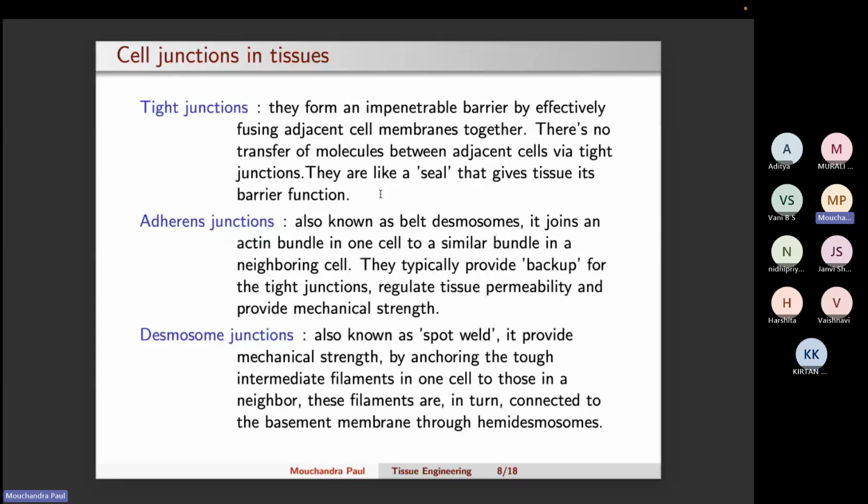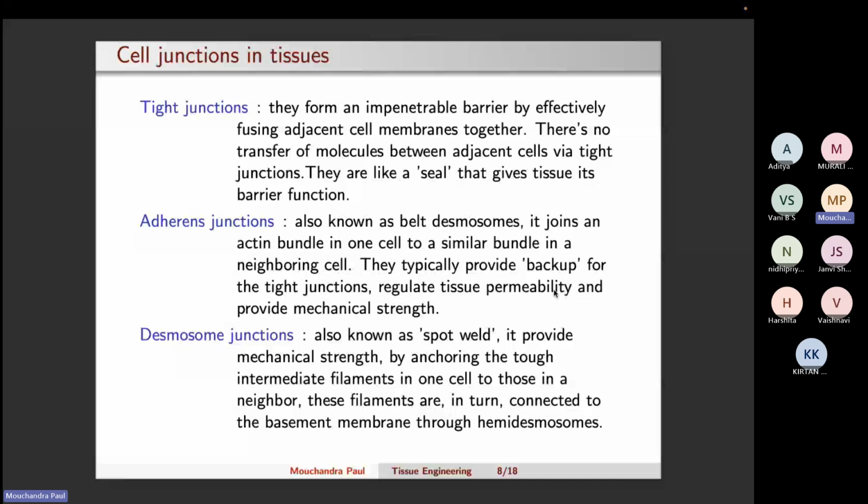Then the adherent junctions. These are also called belt desmosomes. What they do is join the actin filaments of one cell to a similar bundle of actin filaments in the neighboring cell. So they are like a backup to the tight junctions, and they provide mechanical strength to the tissue. Also, they regulate tissue permeability. Permeability means it regulates the passage of molecules like water, etc.